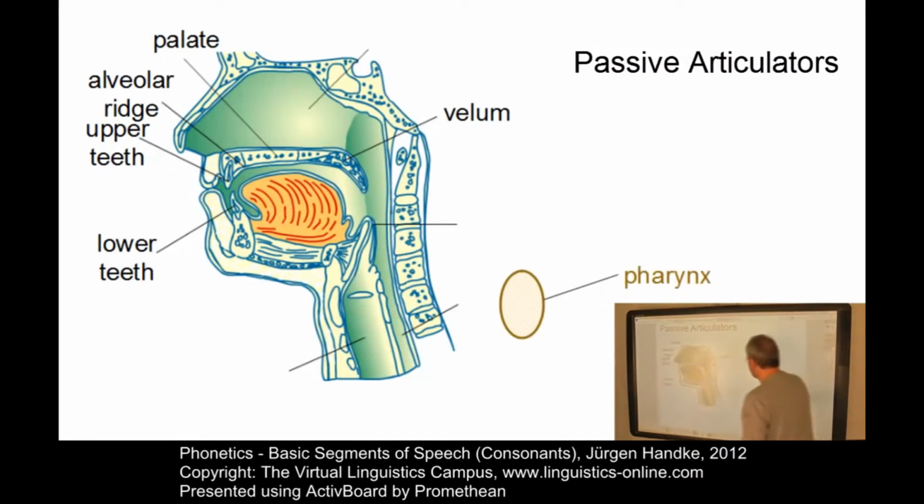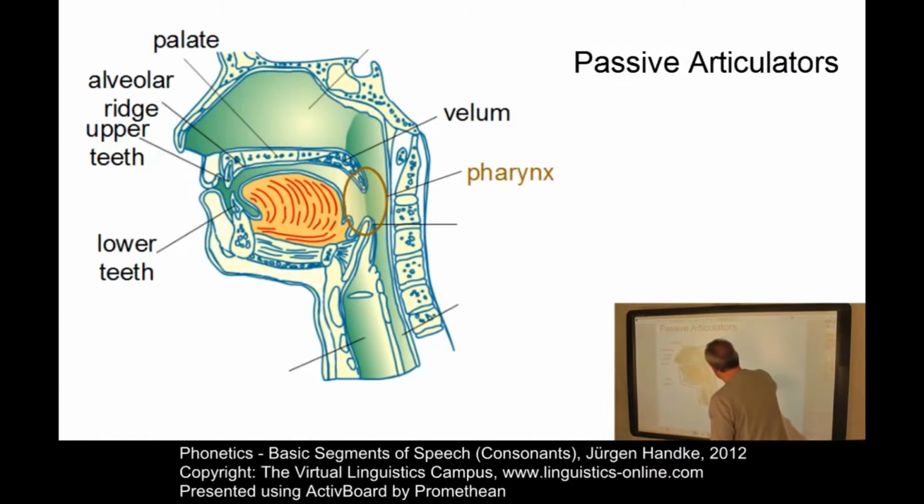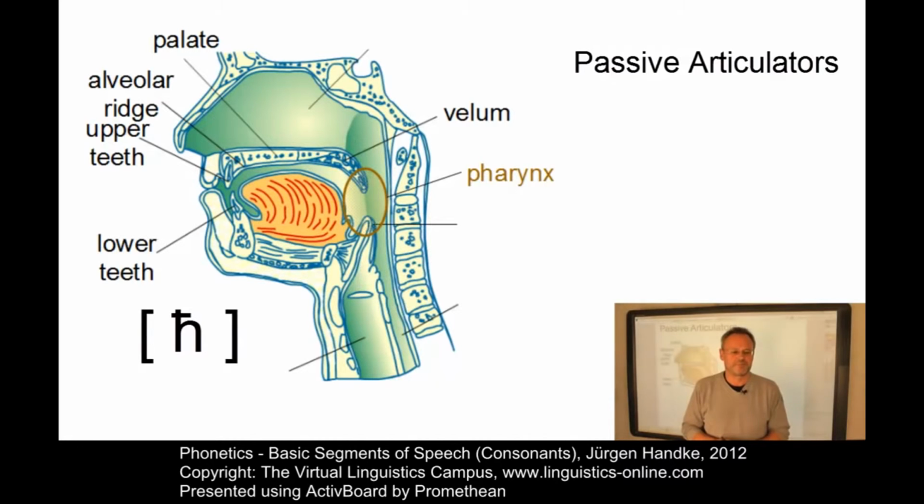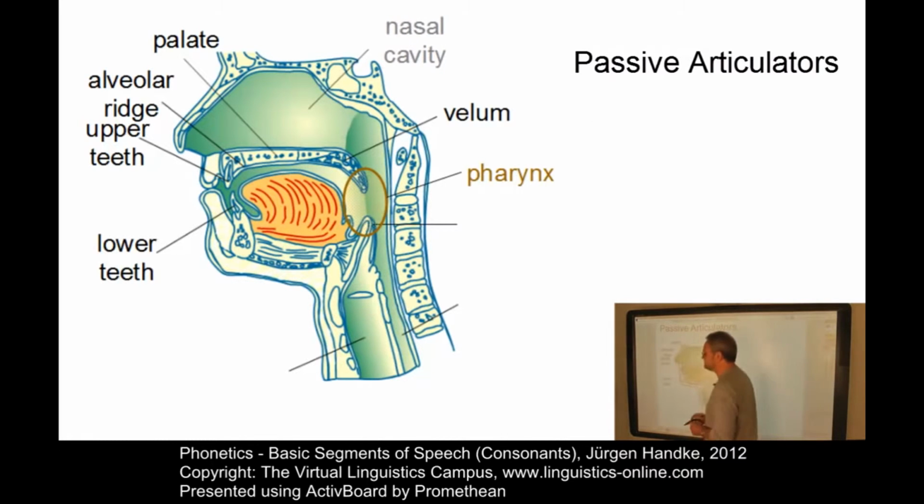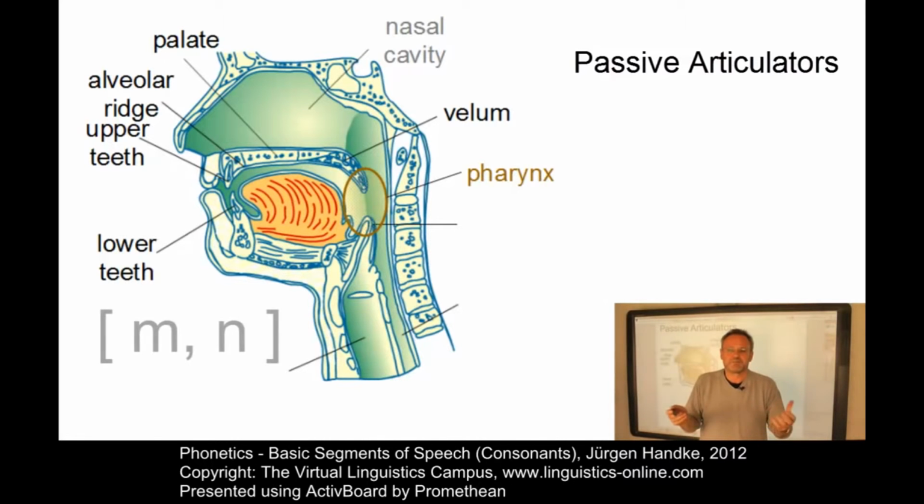Another area which is not really an articulator, a passive articulator, but an area is the pharynx over here. Now, the pharynx is used as a contact area for the production of some consonants such as ha. And then we have further areas which are not really articulators. For example, the nasal cavity, which is the main non-oral resonance chamber. Consonants that involve the nasal cavity are typically consonants like ma or na.